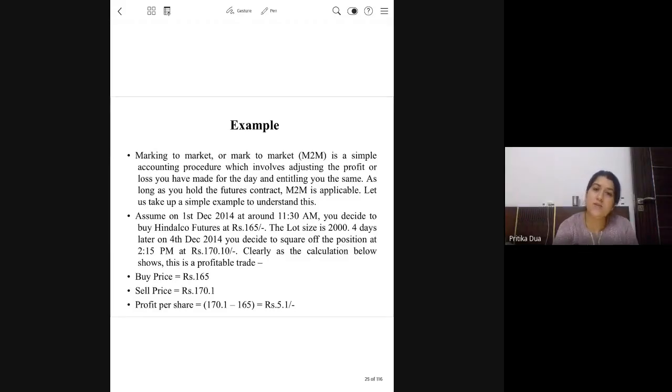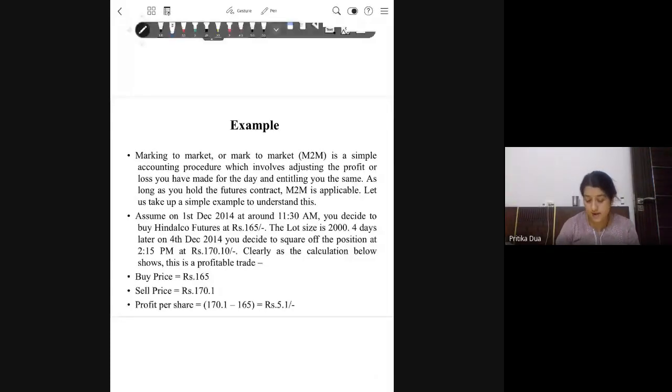Aapka lot size 2000 hai, so aapka profit kitna ho gaya is future contract se? You have made a profit of 10,200. Now how will this reflect in your MTM settlement? MTM basis pe ye contract kaise show karega, kaise reflect karega aapke margin account mein, kya kya adjustments hongi?